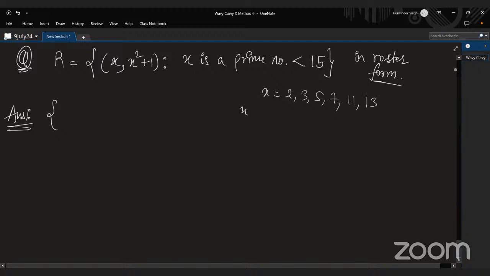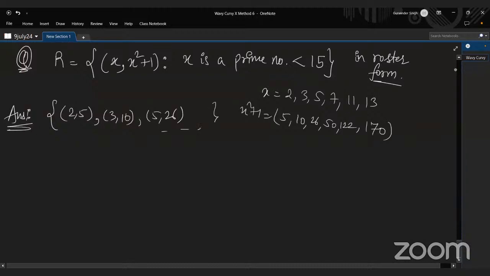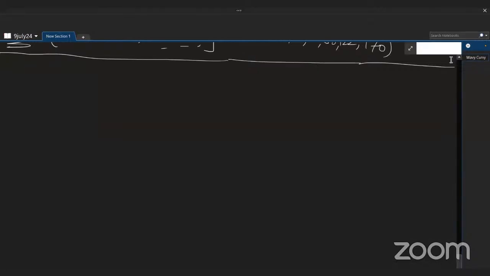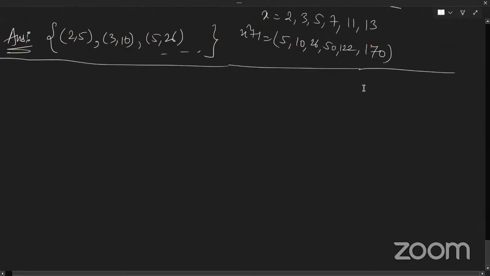Okay. So it's x square plus 1, so it will be 5, 10, 26, 50, 122, and 170. Right? Yes, sir. So it will be 2, 5, 3, 10, and 5, 26, and so on. Like you can do it. It is very basic for me to discuss in class. Correct? Yes. Okay.